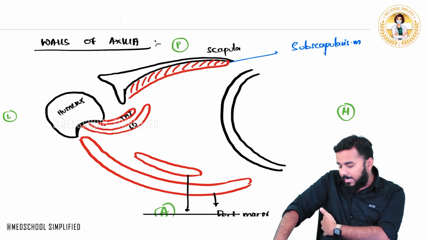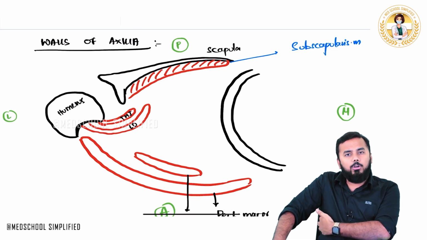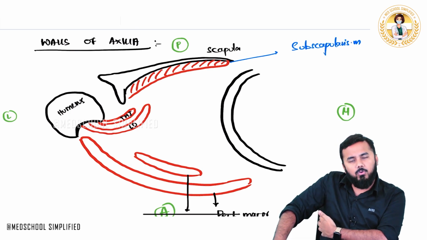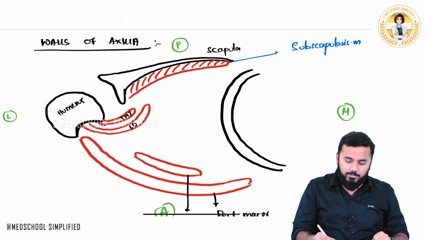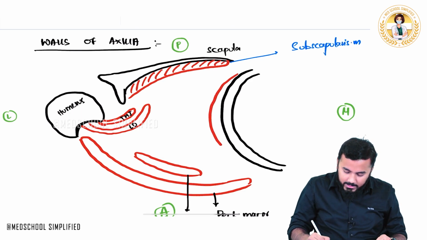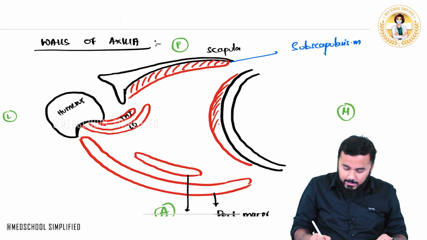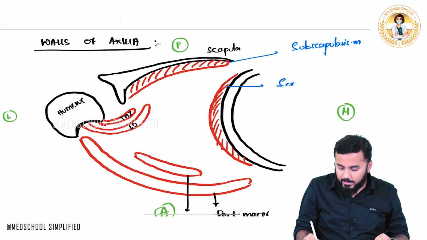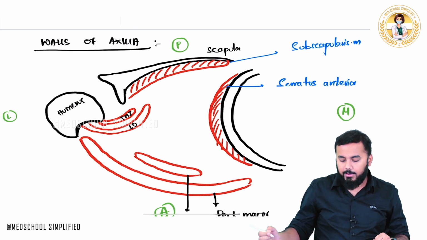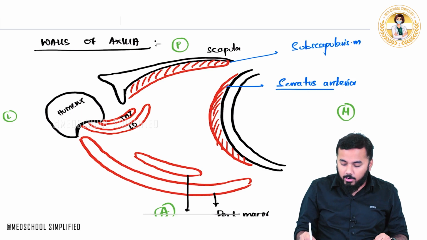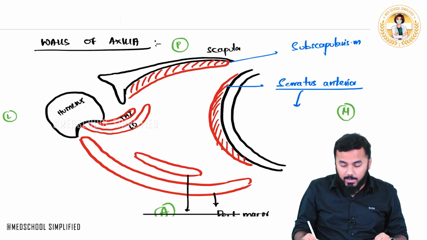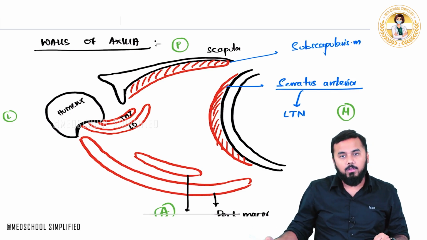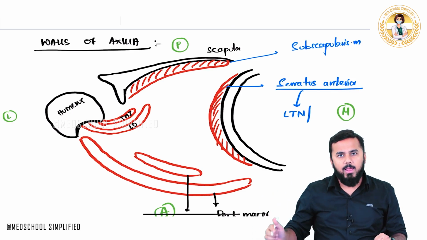And what is the muscle that is attached to the ribs, guys? I've talked about this in the pectoral region itself. This is called serratus anterior. If you remember, this muscle has serrated margins, right? So this muscle is called serratus anterior, which is responsible for winging of scapula. Serratus anterior is supplied by the long thoracic nerve, or you also call it the nerve of Bell.